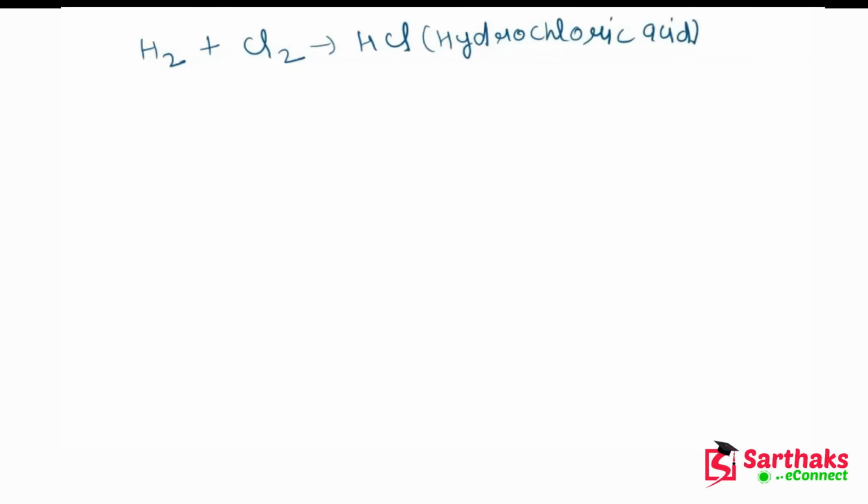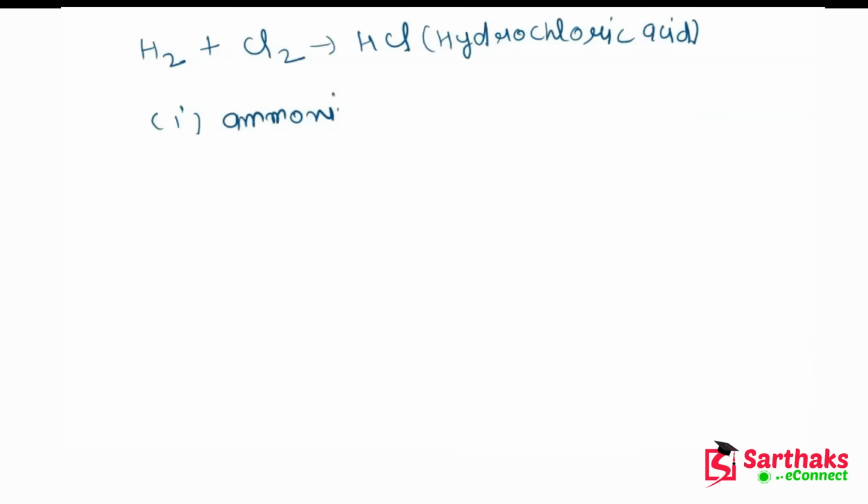Okay students, so here we are. We have seen that hydrogen and chlorine were formed in the chlor-alkali process. If hydrogen and chlorine react with each other, they form HCl, which is hydrochloric acid. This hydrochloric acid has various uses. The first use of this is to make ammonium chloride.